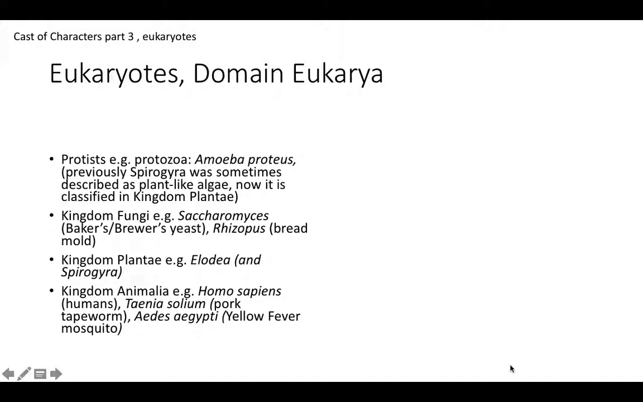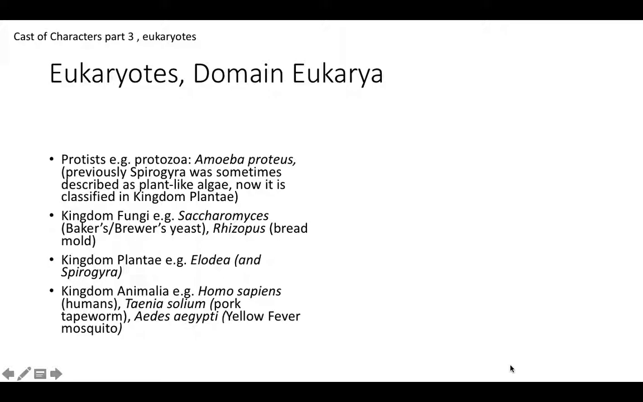So you'll recall that we talked about four major groups of eukaryotes, all belonging to domain Eukarya. Those were the protists, and we said protists were eukaryotes. Many of them are unicellular, microbial, and they're neither members of kingdom Fungi, nor members of kingdom Plantae, nor members of kingdom Animalia.